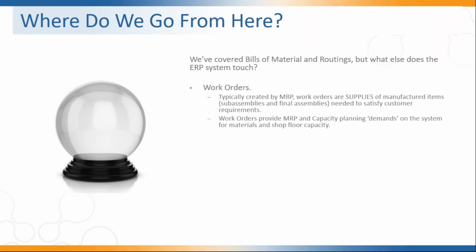So typically, work orders are created by the MRP system, and they provide supplies of manufactured sub-assemblies and final assemblies that are in line with the customer's orders. Work orders also are used by the MRP system and capacity planning to put demands on the system. MRP uses it to put demands on for material, and capacity planning uses it to put demands on shop floor capacity. So we'll be talking about that in a future webinar.